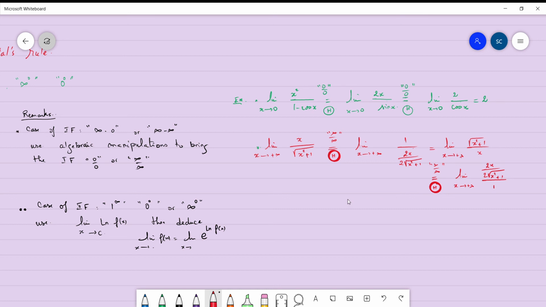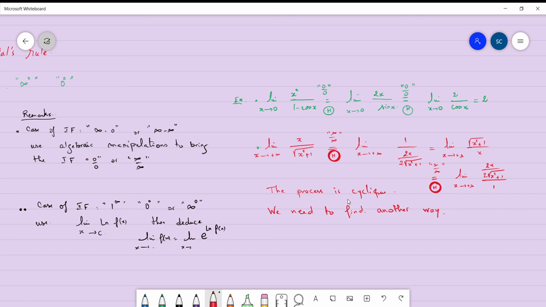So the process doesn't stop. The process is cyclic. We need to find another way. You see, even L'Hopital's rule sometimes doesn't allow us to conclude. We need to work differently and find another method, another way.